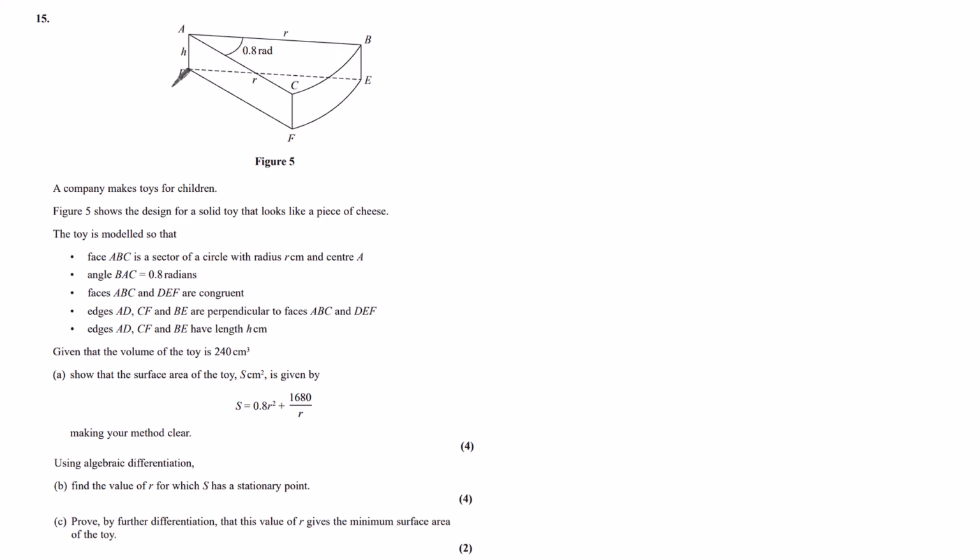Faces ABC and DEF are congruent. Edges AD, CF and BE are perpendicular to the faces ABC and DEF, and edges AD, CF and BE have length H. Given that the volume of the toy is 240 centimetre cubed, show that the surface area of the toy, S centimetre squared, is given by S = 0.8R² + 1680/R, making your method clear.